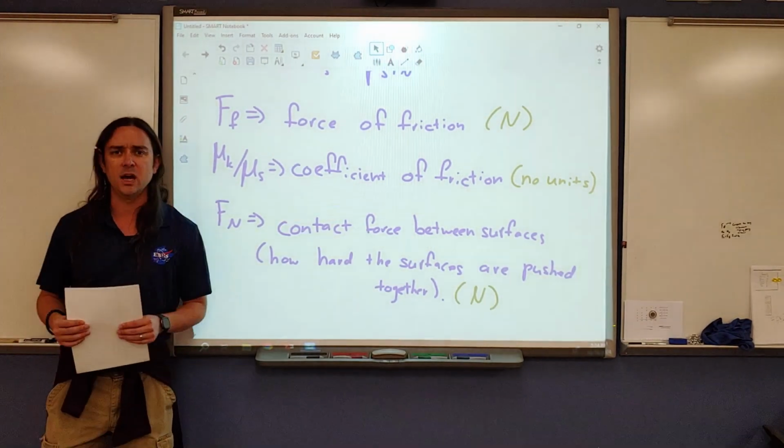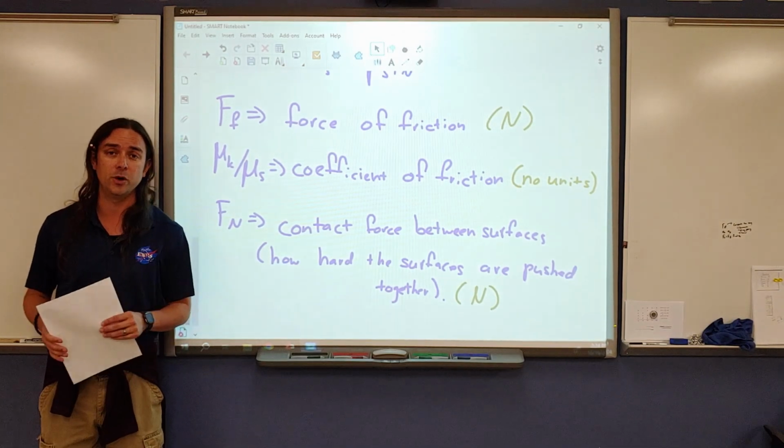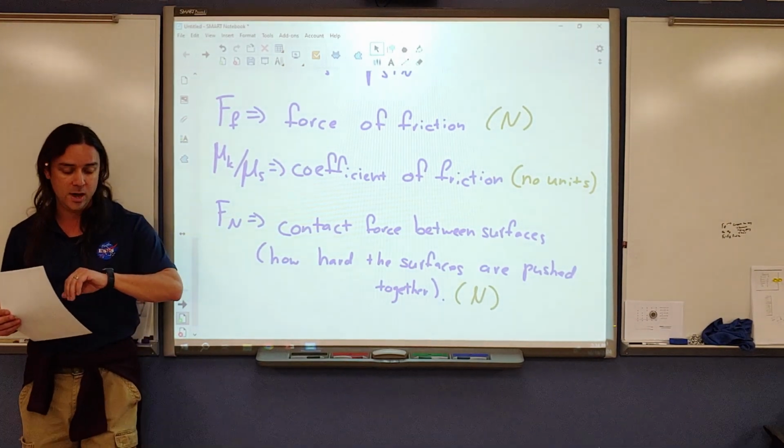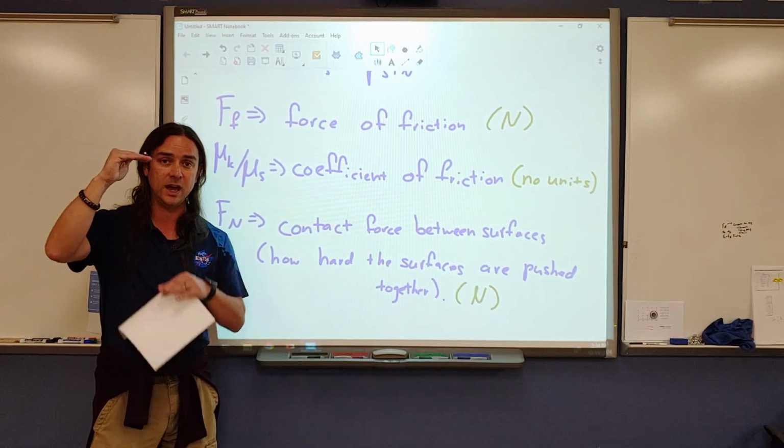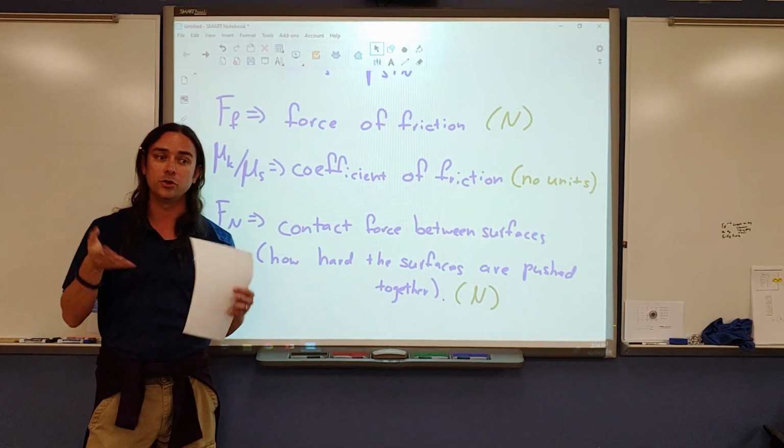Some examples of this. You may have heard of it before in aerospace engineering. They have something called the Mach number. Now, the Mach number is taking your speed and dividing it by the speed of sound, so the units cancel out.